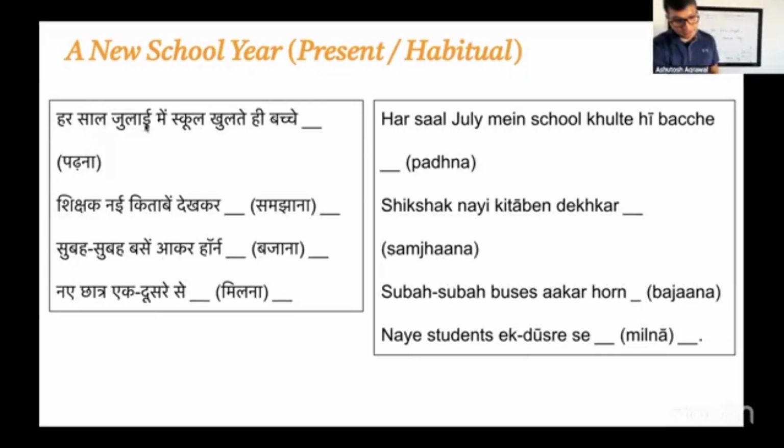Har saal July, school khulte hi bachche padhne lagte hain. Yeah, following it, right? It's different from the previous one. We're just doing it in the present now. So padne remains the same. You took the word padna, you made the oblique case of it. Now you're just playing with the lagna. Padne lagte hain. Beautiful. Sheilaji, you do the next line.